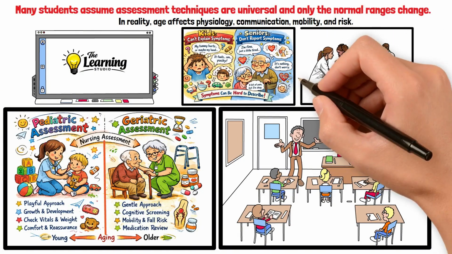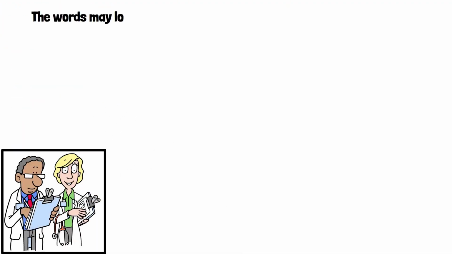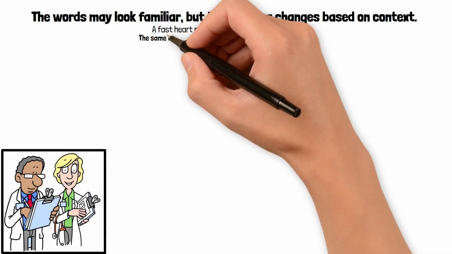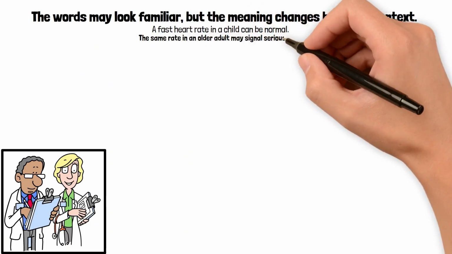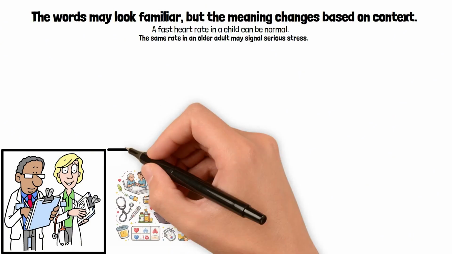Think of assessment like reading two different languages. The words may look familiar, but the meaning changes based on context. A fast heart rate in a child can be normal. The same rate in an older adult may signal serious stress. Nursing assessment depends on understanding that context.